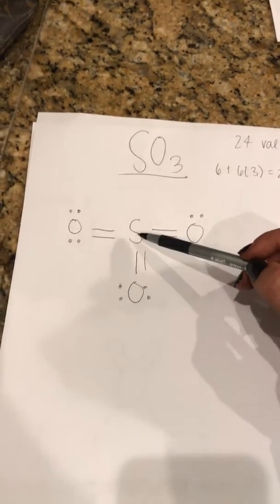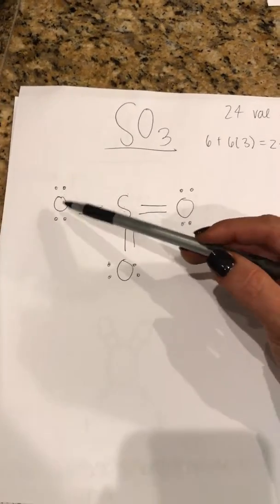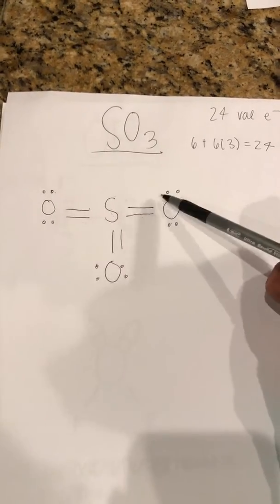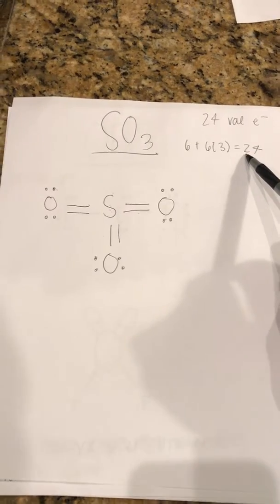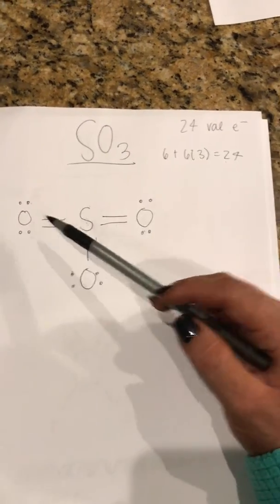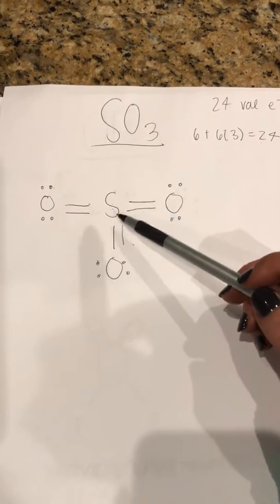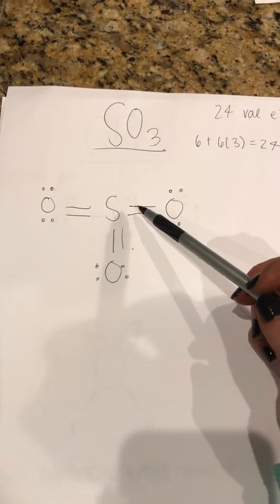So the S is going to have 12 electrons: 2, 4, 6, 8, 10, 12. The O will have octets, so 2, 4, 6, 8, 2, 4, 6, 8, 2, 4, 6, 8, to give a total of 24 valence electrons. So 1 octet, 2 octets, 3 octets. S does not have an octet. It's a violation of the octet rule, but we have already used 24 valence electrons.